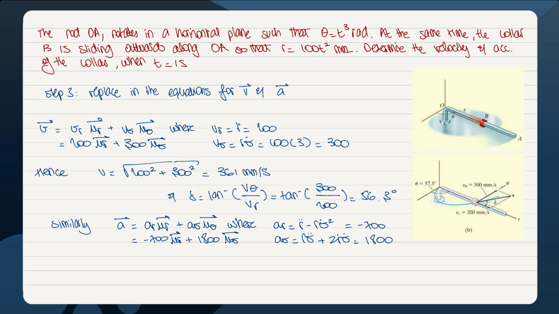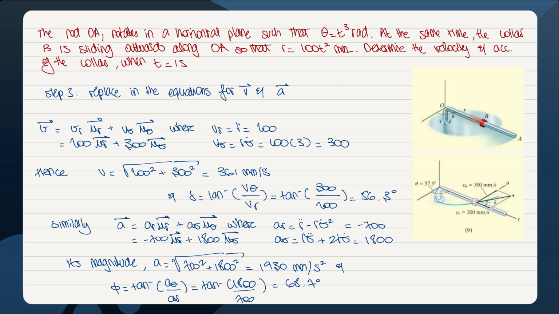To get the magnitude of A, we can simply take the square root of the components squared. The square root of 700 to the power 2 plus 1800 to the power 2 gives us a value of A equal to 1930 millimeters per second squared. And to get the direction of A, again with respect to the r-axis, we simply need to take tan inverse of A theta over Ar. Again, notice we take A theta, which is the other axis, as the numerator, and Ar on the denominator. And so we get the value of phi is equal to 68.7 degrees.